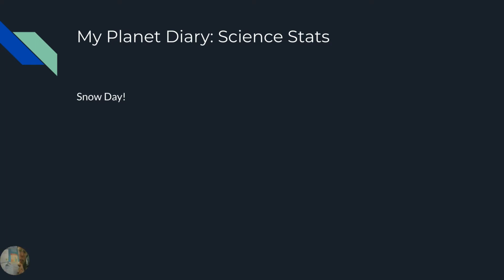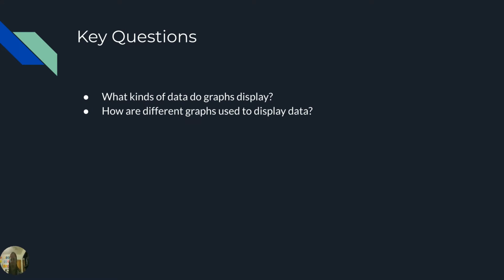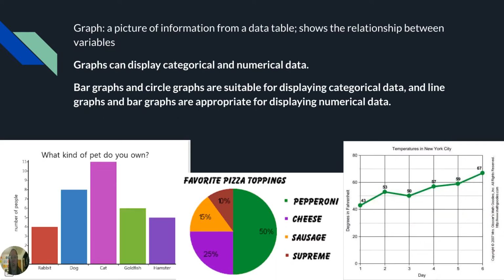So the bottom is going to be your graph. Okay? So, here we go. Two key questions. What kinds of data do graphs display, and how are different graphs used to display data? So a graph is a picture of information from a data table. It shows the relationship between variables.